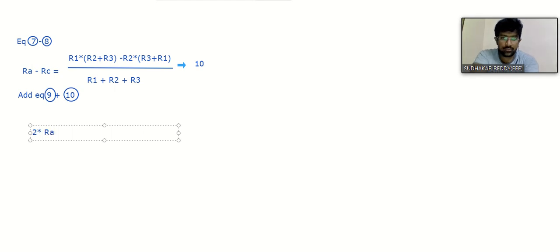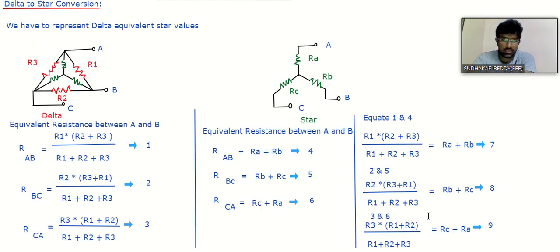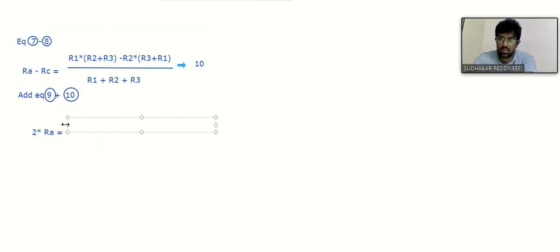So 2RA equals, first I will write the ninth expression. What is the ninth expression we are having? R3 into (R1 plus R2), right? So that is R3 into (R1 plus R2). We are adding the 10th equation.